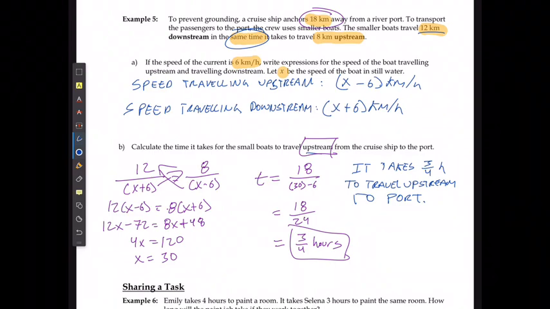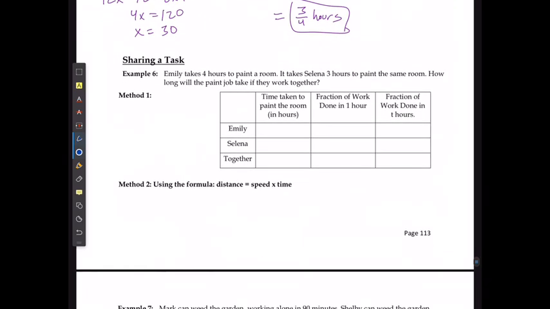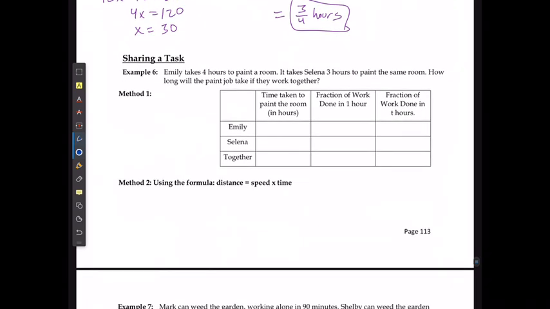All right, those are the distance, speed, time problems. Let's take a look at work problems or sharing a task. Emily takes 4 hours to paint a room. It takes Selena 3 hours to paint the same room. How long will it take if they work together?